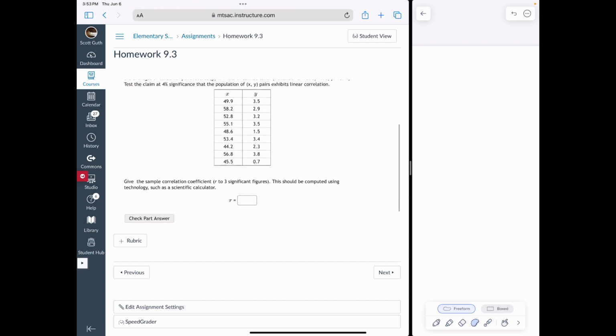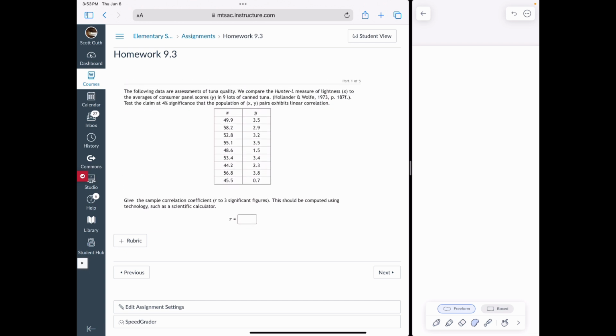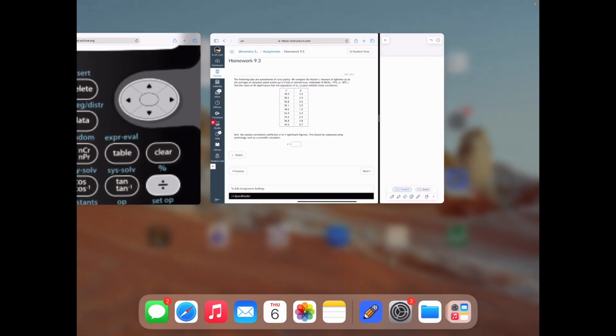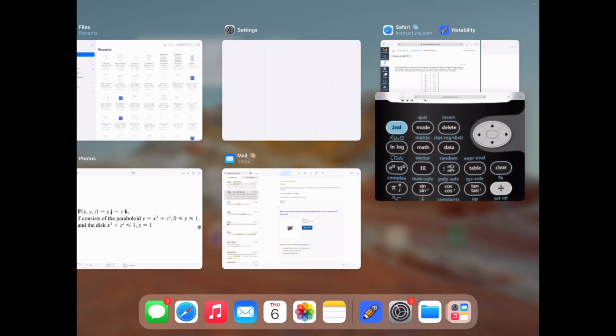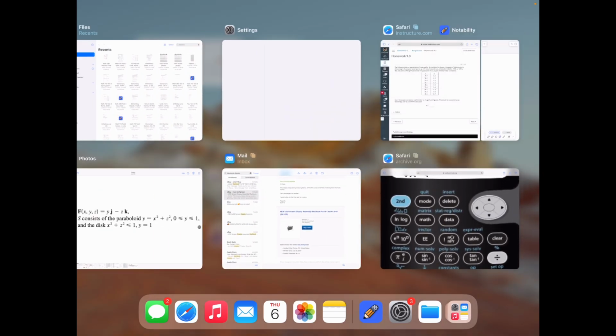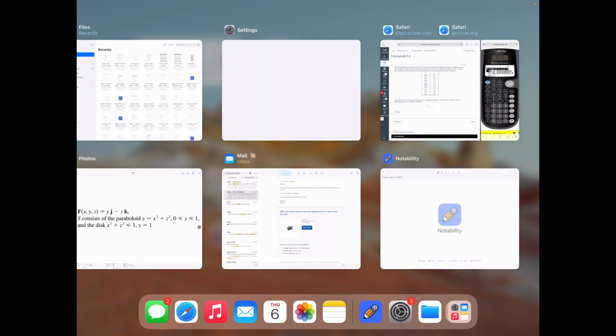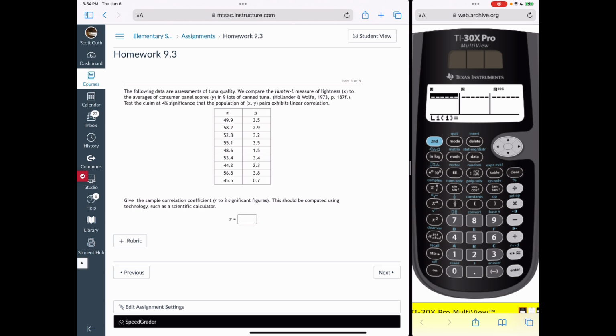Okay, and you can see a 4% level of significance here. We're testing the claim that the population of XY pairs exhibits linear correlation. Okay, so that's our test for correlation. I'm going to go ahead and bring my calculator in, so I can pull this off here. Like that. And so I've got all these values and I got to put them in. So I'll just take a minute to do this.